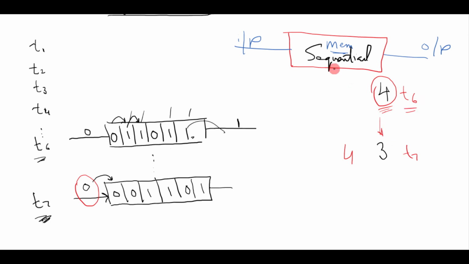The main difference between sequential machines and combinational machines or combinational circuits is that sequential machines have memory. In order to calculate the output in sequential machines, they require some value which is stored in memory. If this memory is not there, there will be no difference between sequential and combinational circuits. This is one main difference, that in sequential machines you need memory.